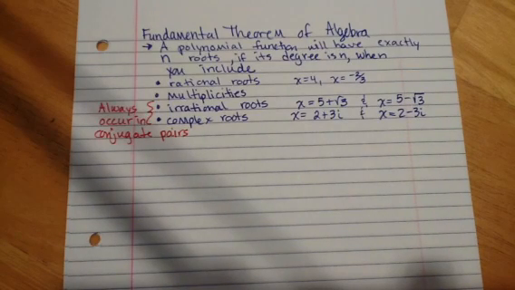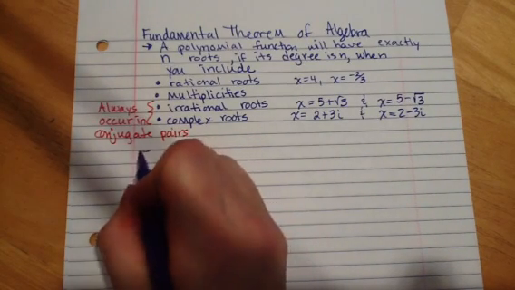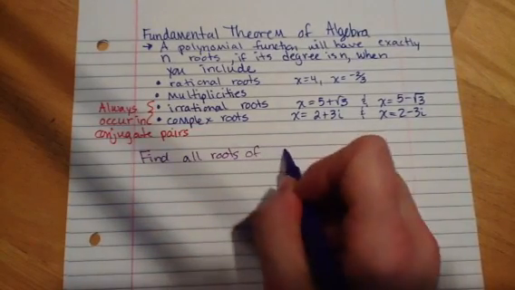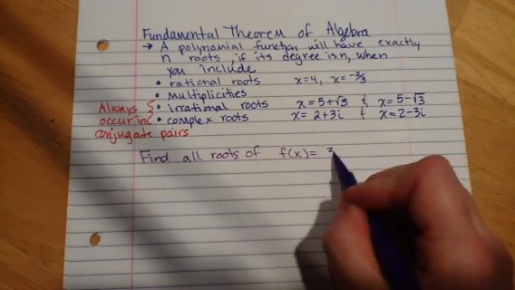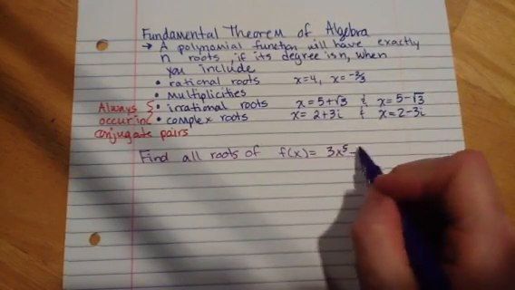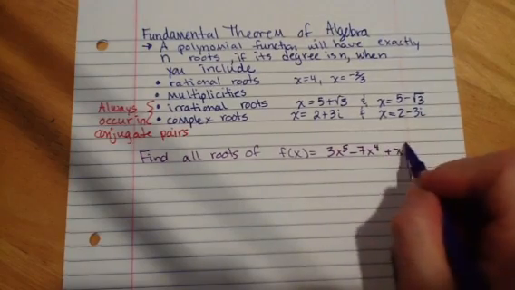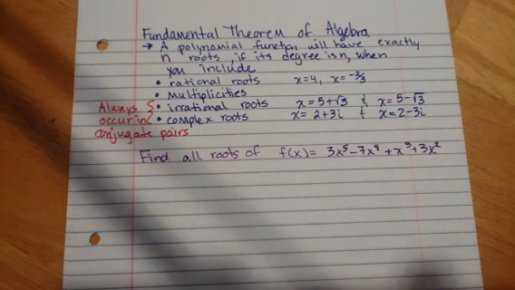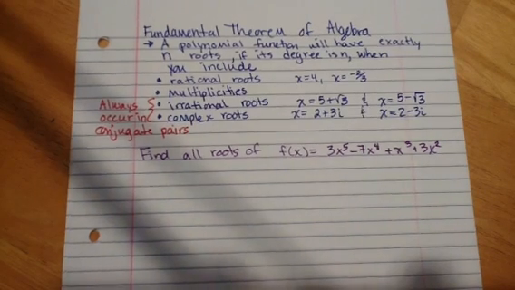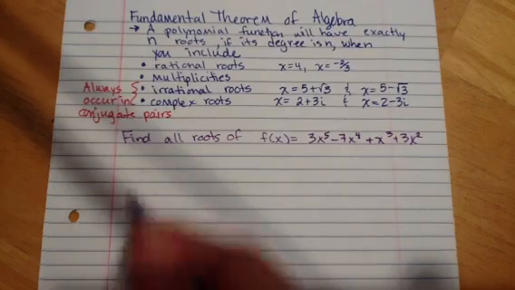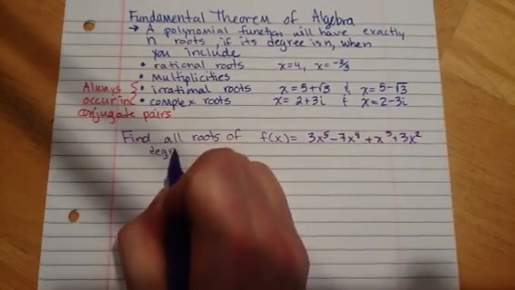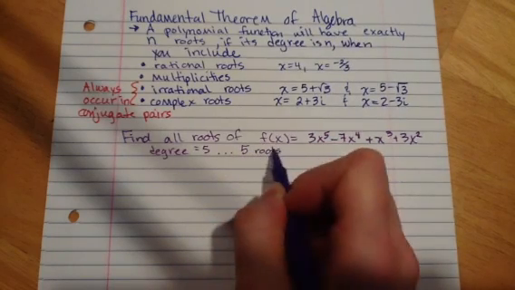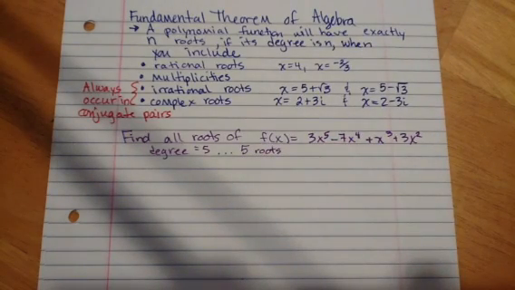So let's look at how to find all roots of a function, f of x equals 3x to the 5th minus 7x to the 4th plus x cubed plus 3x squared. So what we want to do is first figure out how many roots we're looking for. Since the degree is 5, there will be 5 roots total. So when we've identified 5 roots, we'll be done with the problem.